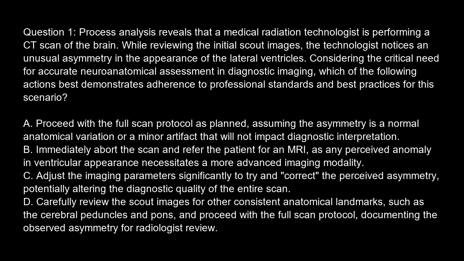Option A. Proceed with the full scan protocol as planned, assuming the asymmetry is a normal anatomical variation or a minor artifact that will not impact diagnostic interpretation. Option B. Immediately abort the scan and refer the patient for an MRI, as any perceived anomaly in ventricular appearance necessitates a more advanced imaging modality. Option C. Adjust the imaging parameters significantly to try and correct the perceived asymmetry, potentially altering the diagnostic quality of the entire scan.